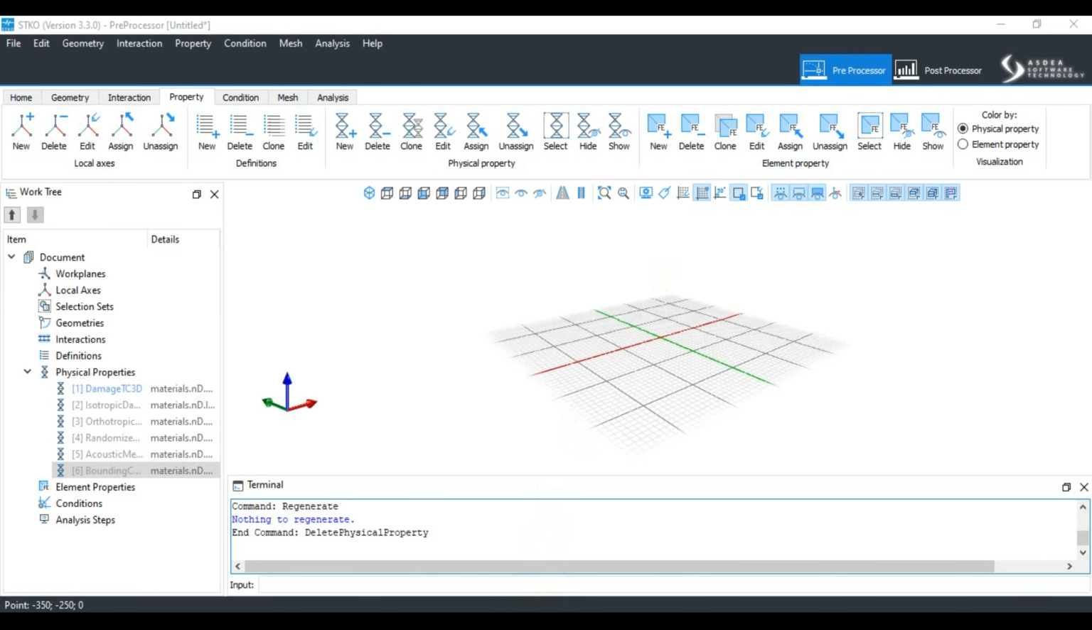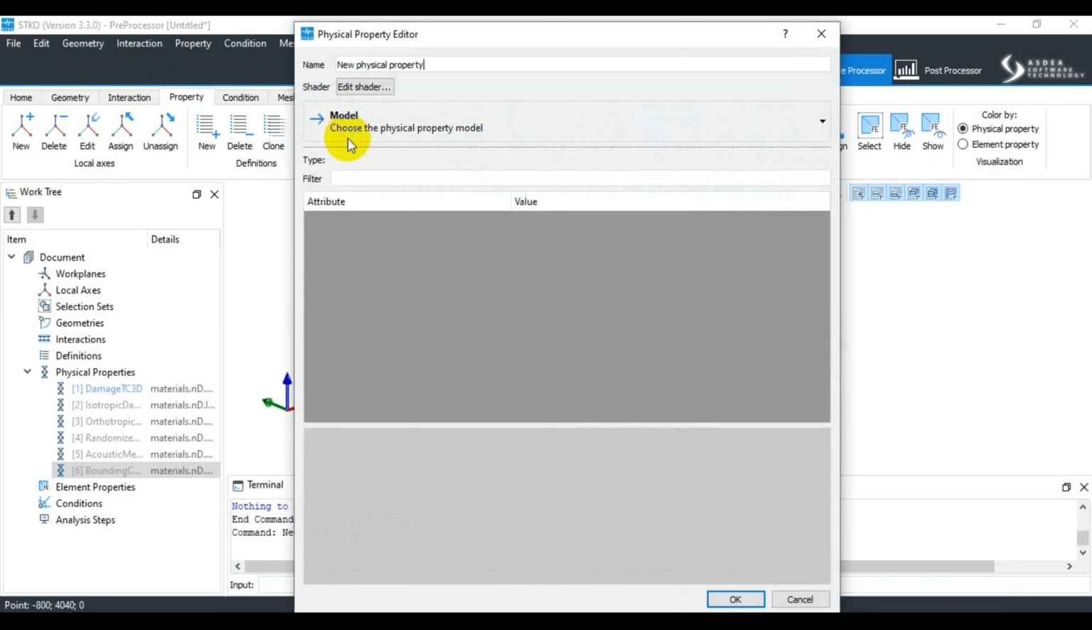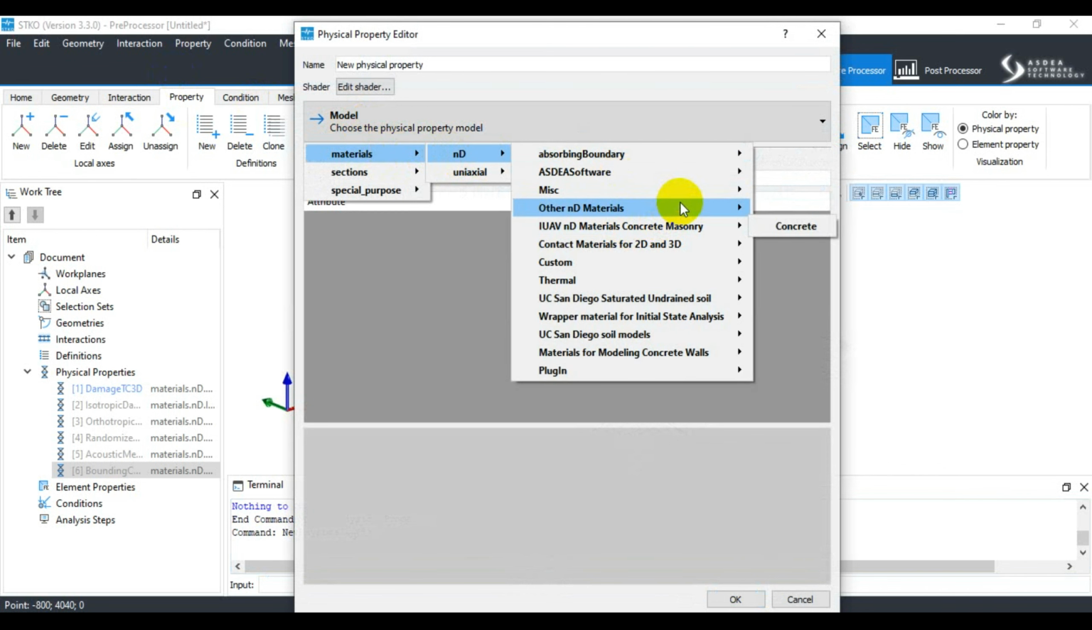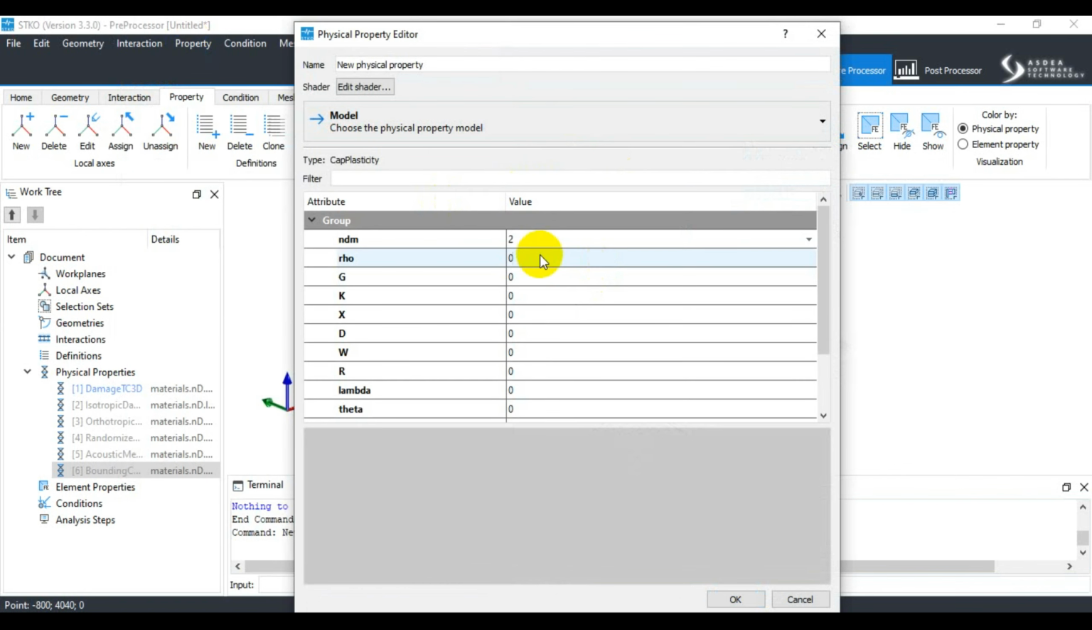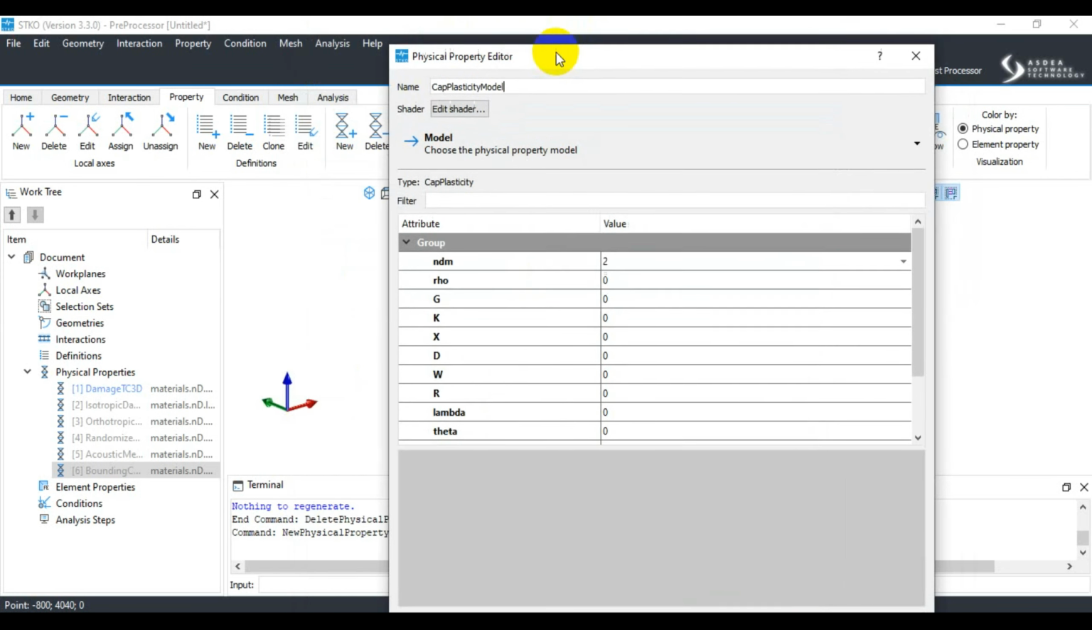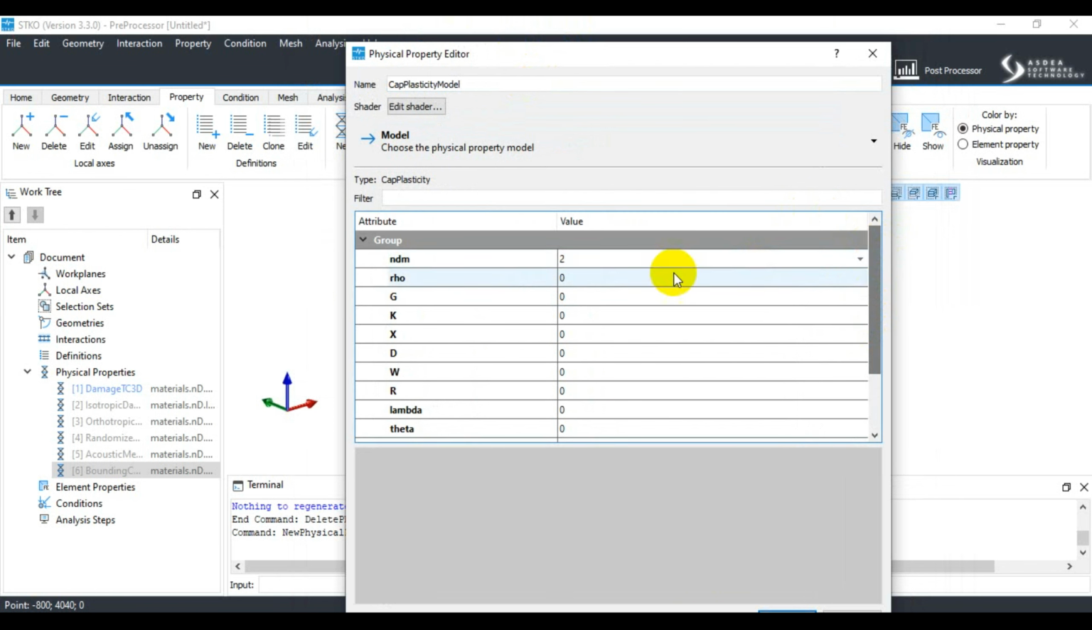Hi everyone. So in this video, I will discuss the materials for the K plasticity model, and for the K plasticity model, we need to understand these labels.